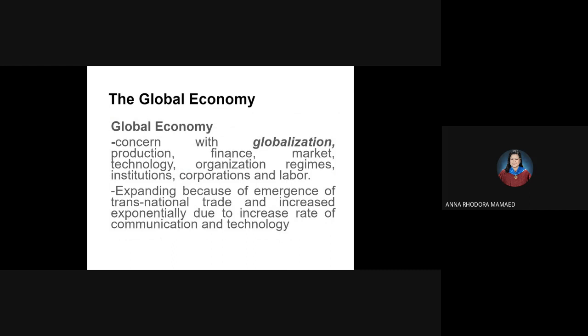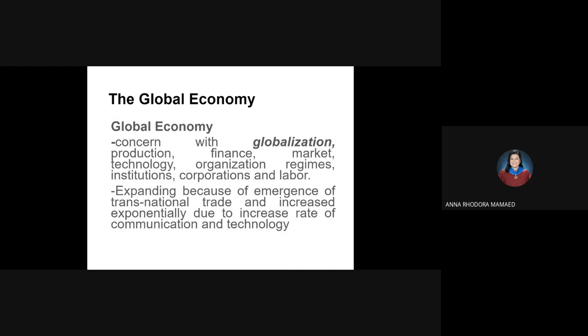The global economy is concerned with production, finance, markets, technology, organization, regimes, institutions, corporations, and labor. It is expanding because of the emergence of transnational trade, and it has increased exponentially due to the increased rate of communication and technology. Remember that banking and finance have no local boundaries: if a giant bank in one country collapses, banks in other countries also suffer. When we are talking about the global economy, we're also talking about globalization.